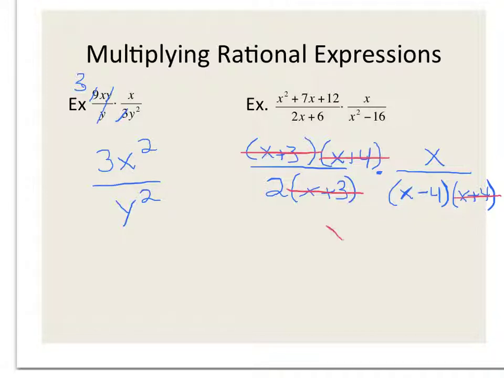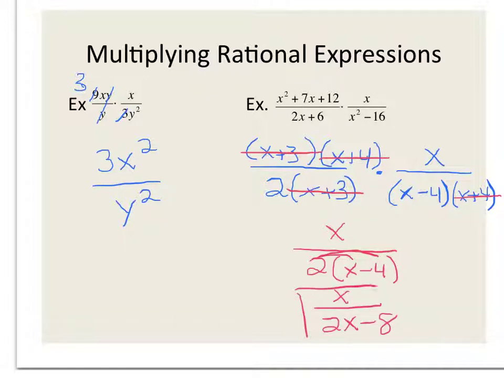All that's left on the top is x. On the bottom it's 2 and x minus 4. You are going to want to go ahead and distribute that 2, and you get x over 2x minus 8. A very common mistake is to try to cancel out those x's. They don't cancel because remember they aren't factors. Unless you've completely factored and they're exactly the same, nothing cancels. So this is your final answer.